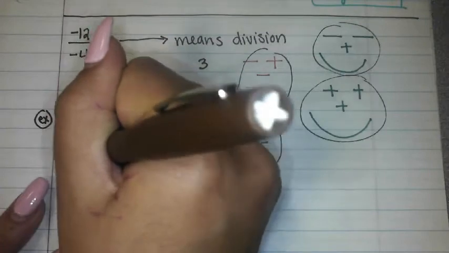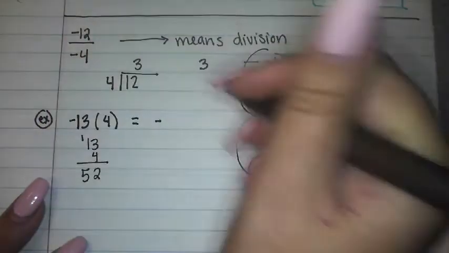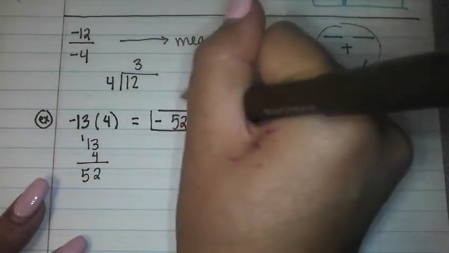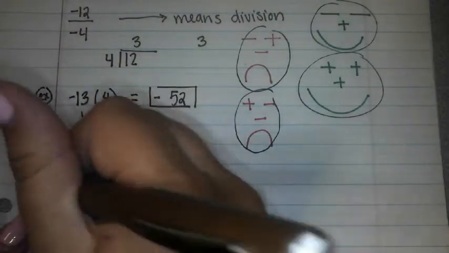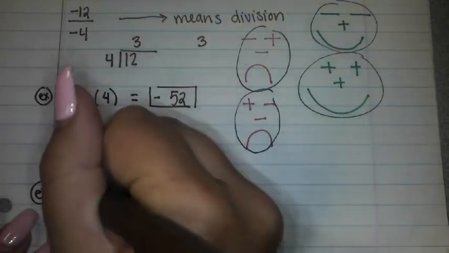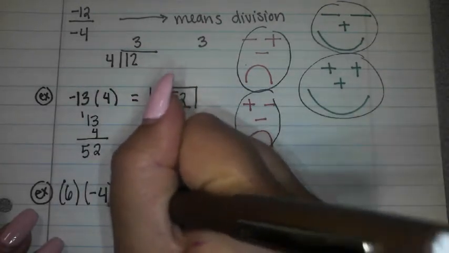Now I'm going to do 13 times 4. 4 times 3 is 12. 4, 5. My answer is 52. The signs were different, so my answer is negative. Let's do another example. Let's say I have 6 times negative 4 times negative 3.